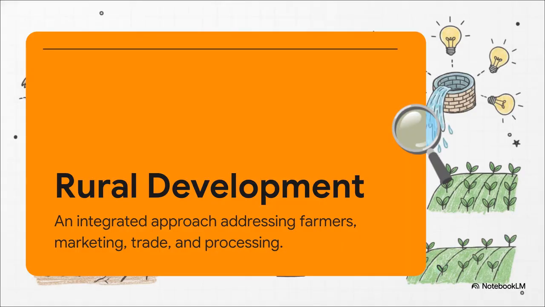And because of that immense pressure, rural development today isn't just about planting seeds. True rural development is an integrated approach. It's a massive, interconnected web that has to support not just the farmer, but the marketers, the traders, the processors, basically the whole shebang. You have to fix the entire supply chain if you want to improve a single livelihood.